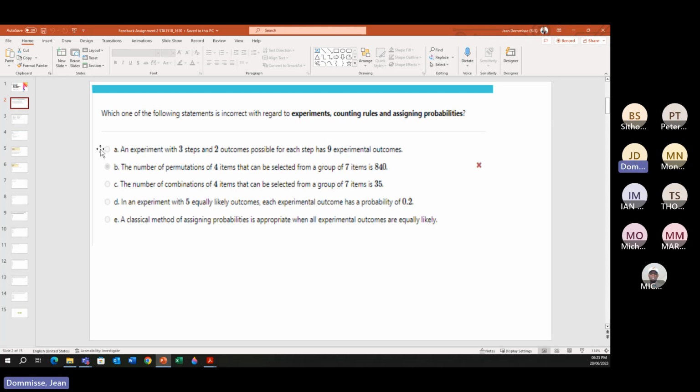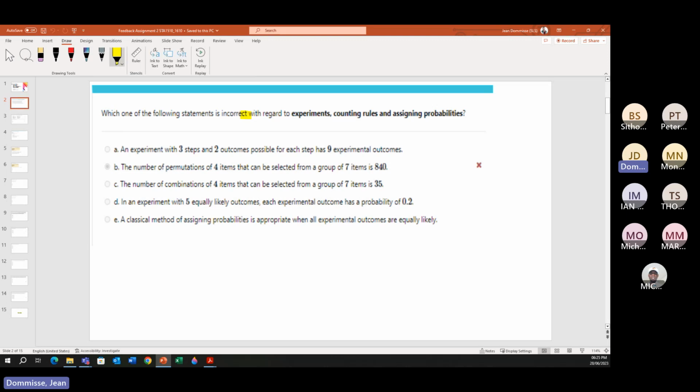Okay, so let's look at one of the first questions of assignment 2. They ask us which of the following statements is incorrect with regards to experiments, counting rules, and assigning probabilities. Okay, so in here they give us a few options. They give us a permutation question, they give us a combination question, then they give us other options as well that we need to look at.